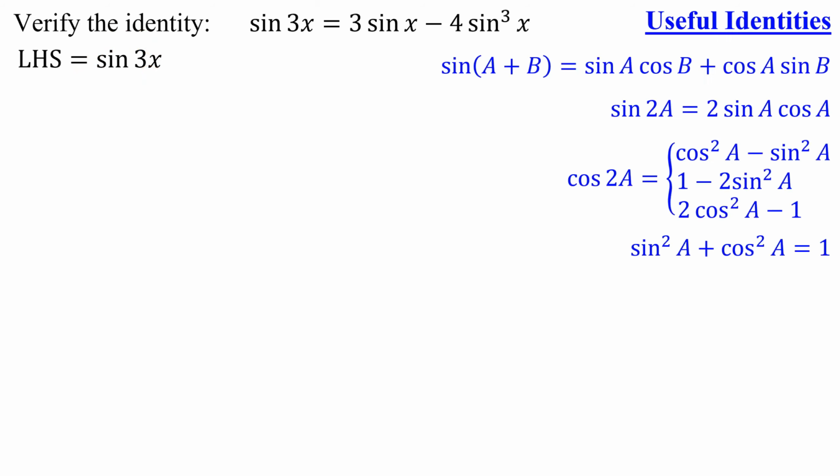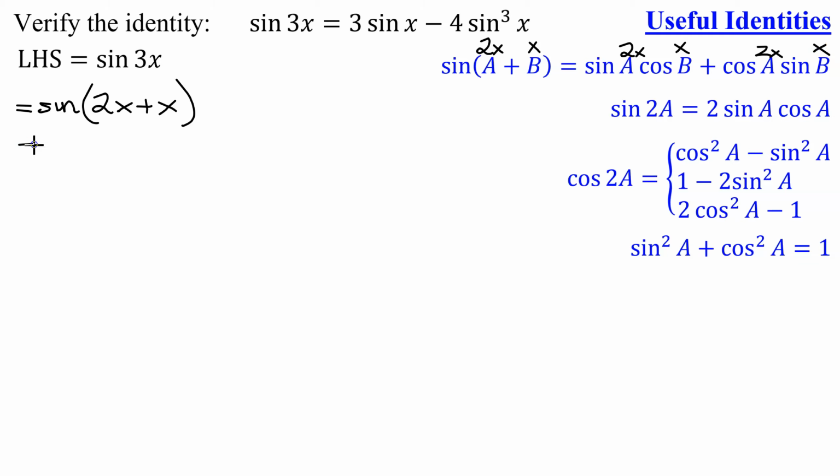And here are a few useful identities that might help me with that. The first of which is the sine of a plus b. Because I can write the sine of 3x as the sine of 2x plus x, because 2x plus x adds up to 3x. And now using this identity, wherever you see an a, you're going to put a 2x. Wherever you see a b, you're going to put an x.